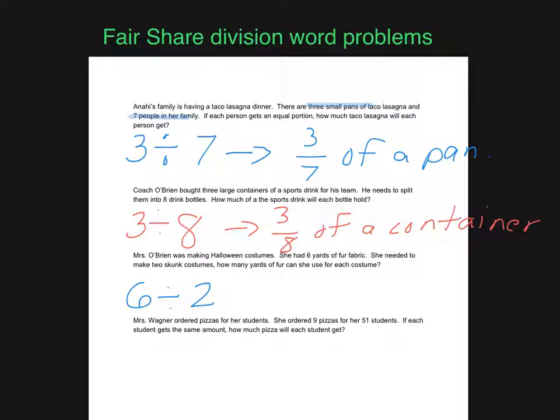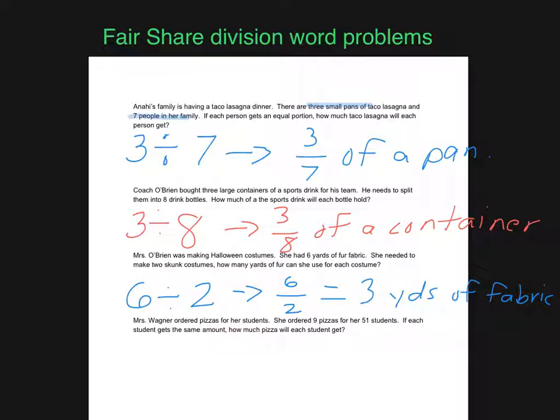So we get 6 divided by 2, which is 6/2. Now wait a second, don't turn your brains off just yet. 6 divided by 2, we can say, is 3. And then we need our label, 3 yards of fabric.